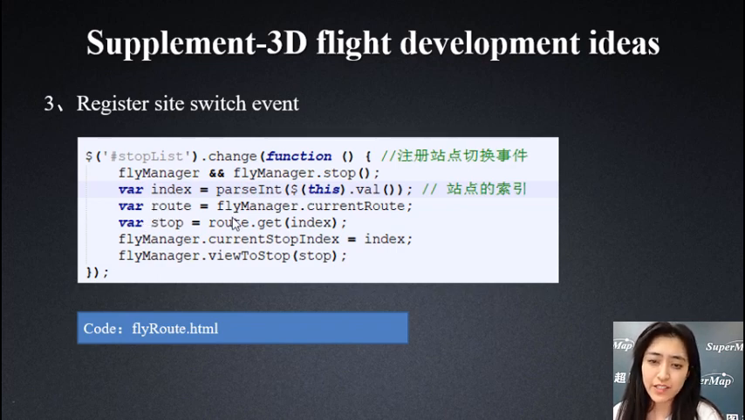the stop objects obtained by route dot get, and it obtains the stop to switch to, and transfers it to the stop, and makes the flight manager current stop index set to the index of the stop. That is the index of the stop to be reached, and the route through the will stop, and the stop object obtained by the get is passed to it, so that we can move to the location of the corresponding stop.